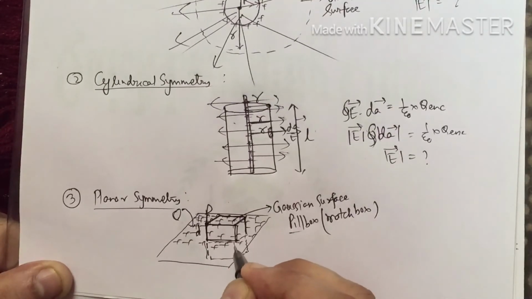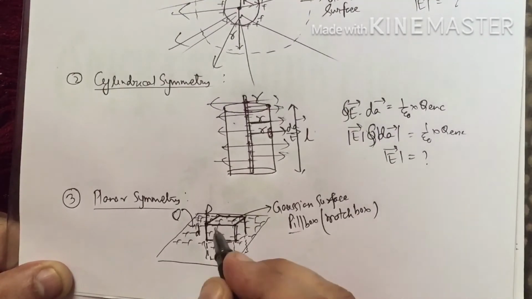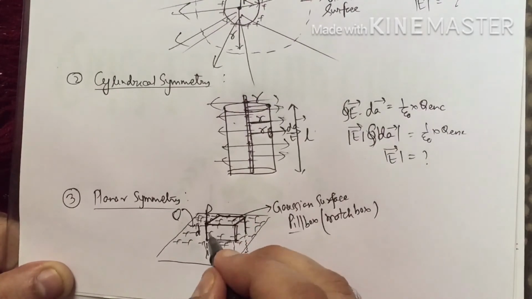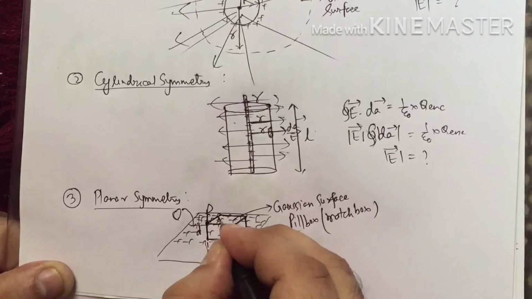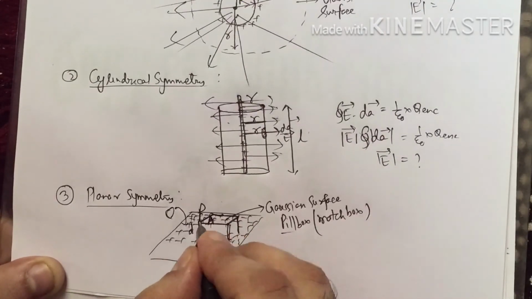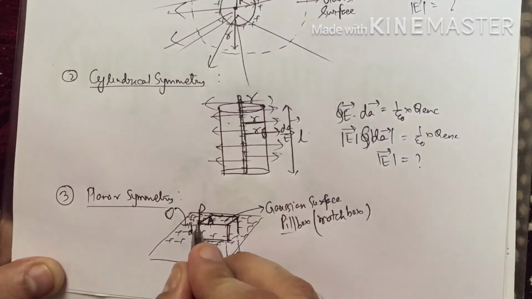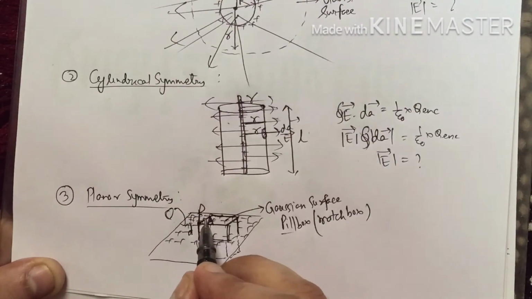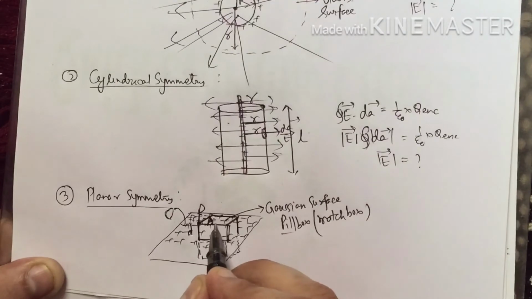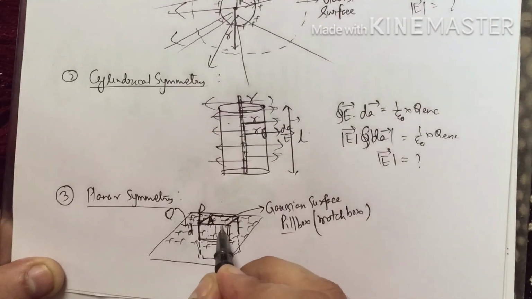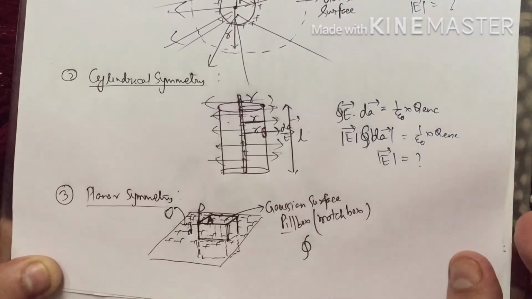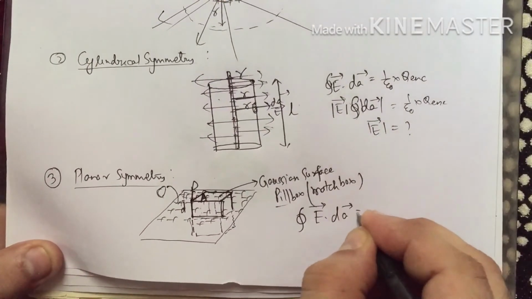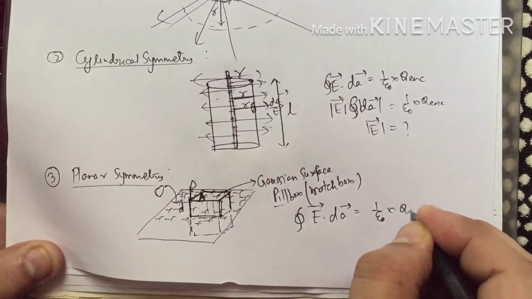So this dotted part represents the Gaussian surface below the plane sheet and this dark one is above the plane sheet. This is the closed Gaussian surface enclosing some amount of charge, having this area A. Again in this case, at any point P at a distance d from the plane sheet, the magnitude of electric field will always be a constant because it is at a fixed distance from this sheet, and therefore we will have the integral of E dot dA equal to 1 by epsilon naught times the total charge enclosed.